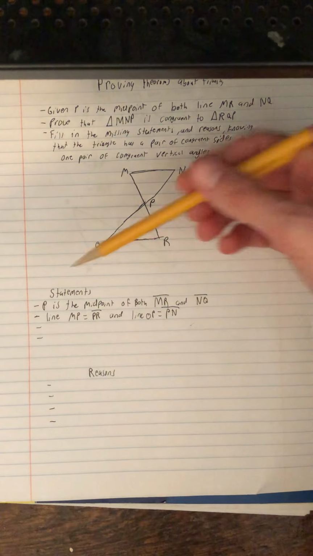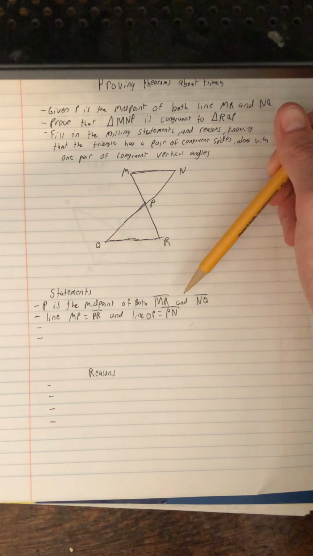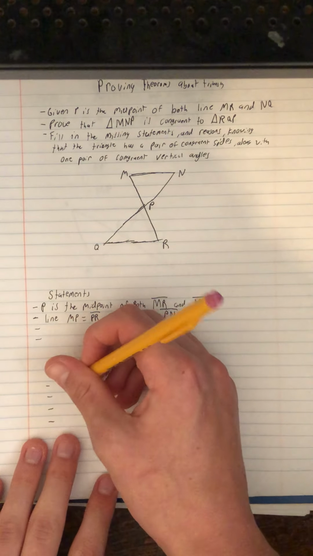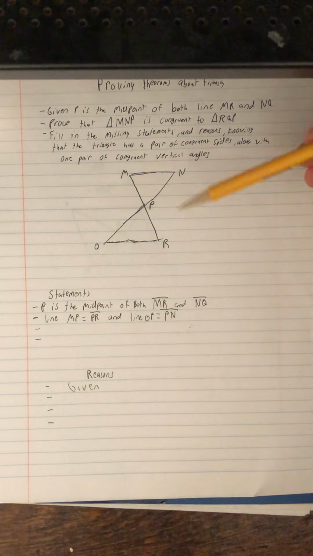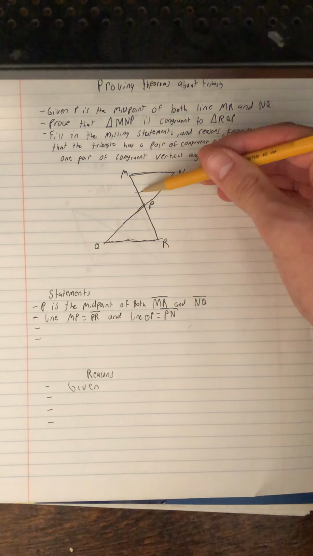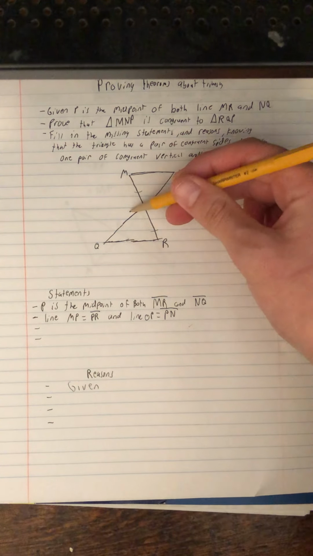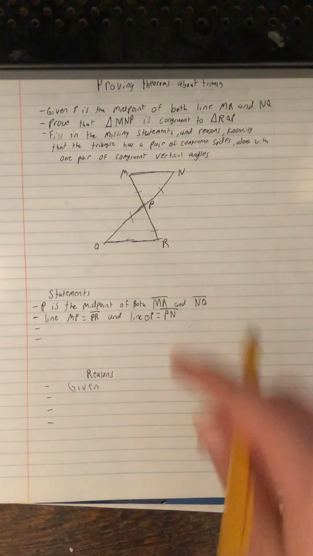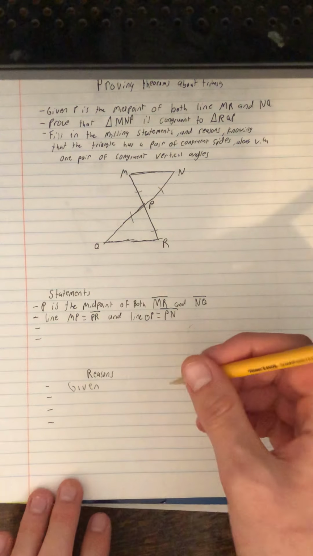So it starts off by giving us, for our statements, that P is the midpoint of both MR and NQ. Well, it says that that's given, so that could easily go in as given for our reasons. Then it says line MP is congruent or equal to line PR, and line QP is equal to line PN. Now we know that because a midpoint forms two equal segments.